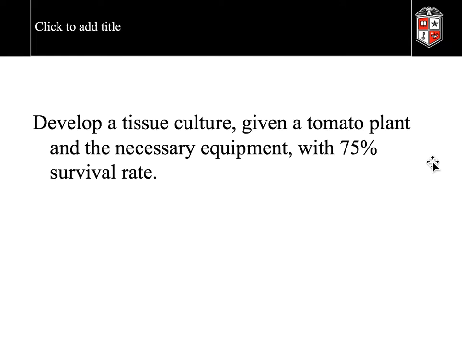All right, so develop a tissue culture, given a tomato plant and the necessary equipment with 75% survival rate. So, the performance objective: develop a tissue culture. That's what they're going to do. The condition statement is given a tomato plant. So we know that they're going to do a tissue culture of a tomato plant, and that we're going to provide them with the necessary equipment to do so. And then in order to know that they did it satisfactorily, we will have a 75% survival rate. So 75% of those cultures will survive.